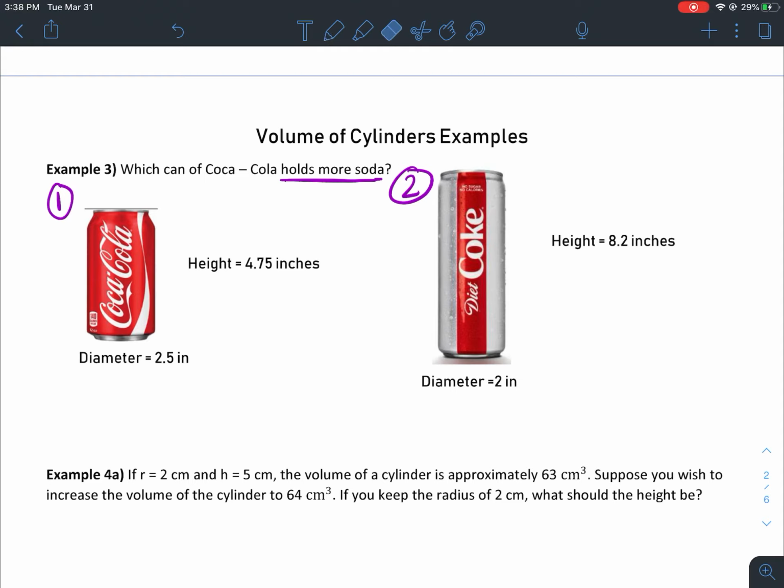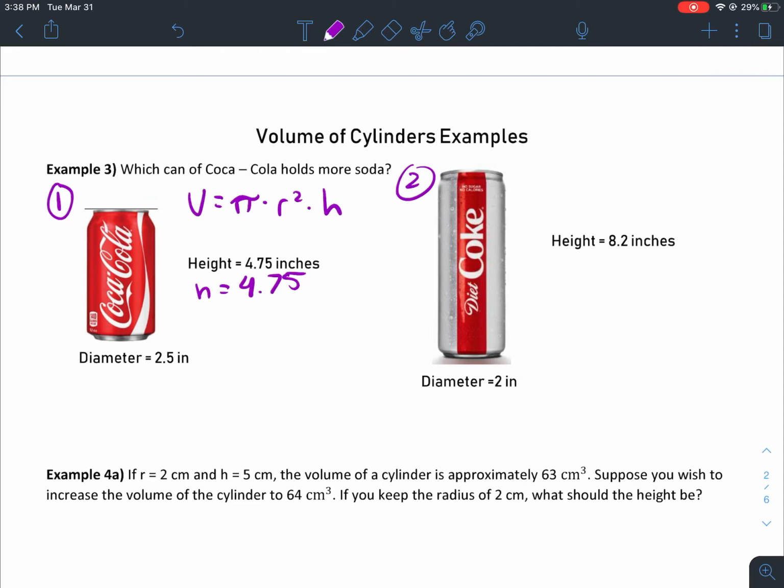All right, so let's go ahead. I'm going to go through and calculate this out with you. For the first one, they tell us that our diameter is 2.5 inches and the height is 4.75 inches. So we know that our formula for the volume of a cylinder is pi times the radius squared times the height. Our height is nice and obvious. They tell us that our height is equal to 4.75.